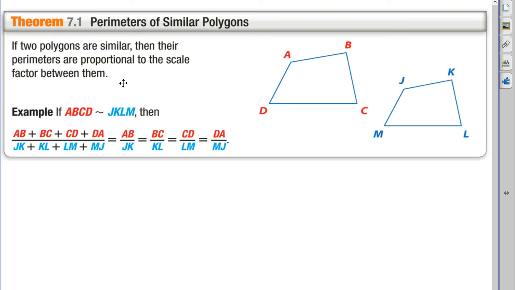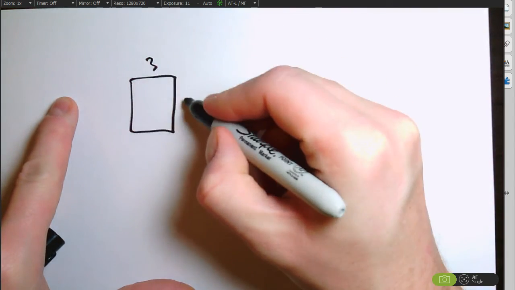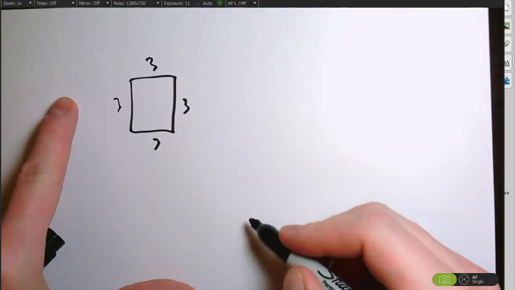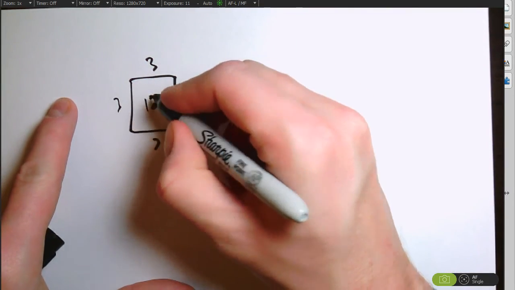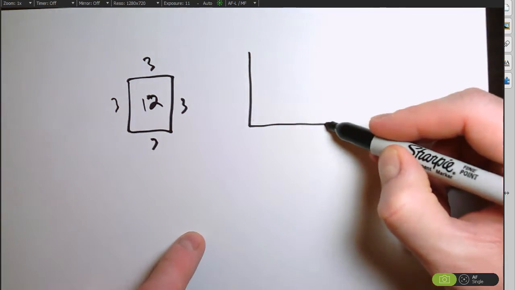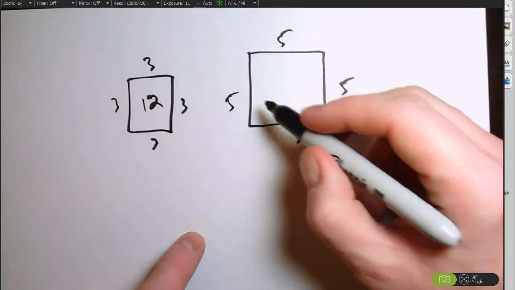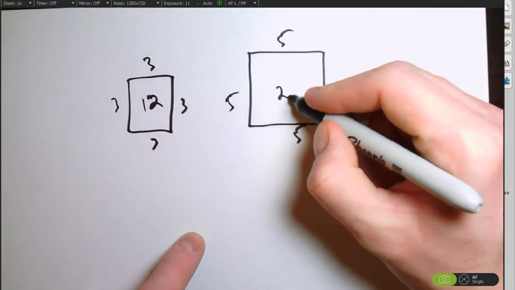Now, here's just a little quick side thing to work that out for you. I've got, let's say, two squares. 3, 3, 3, 3. Perimeter of that is 12. That's the perimeter. Add up all four sides, you get 12. Let's do another square. This is 5, 5, 5, 5. This perimeter would be 20.